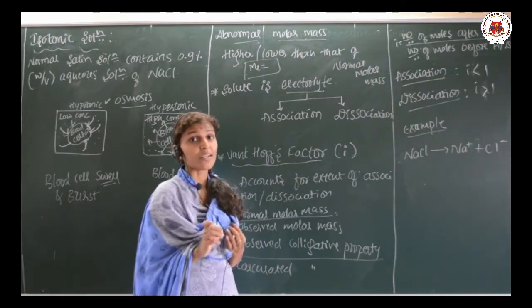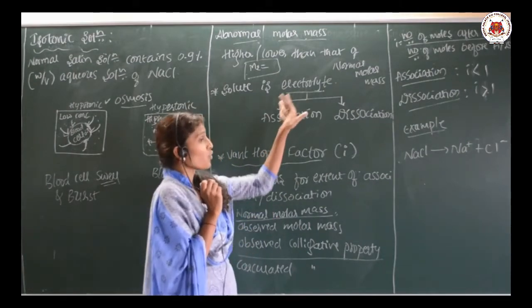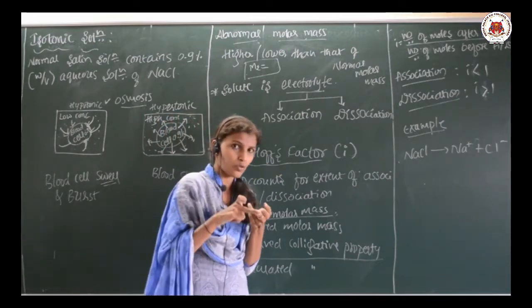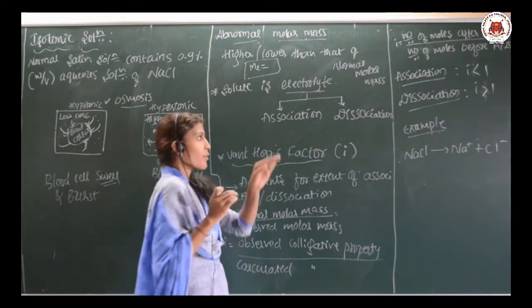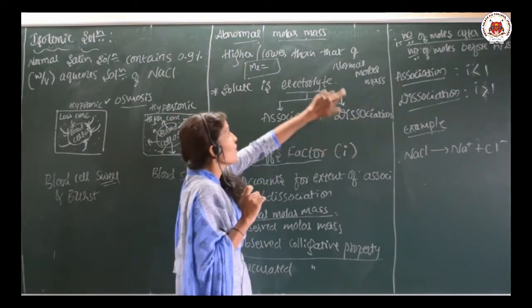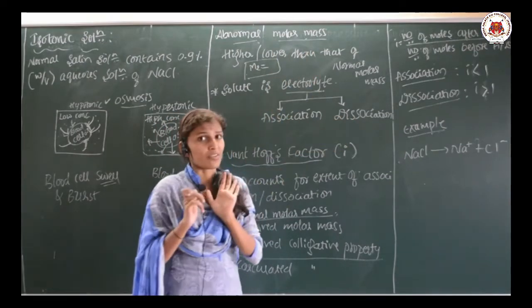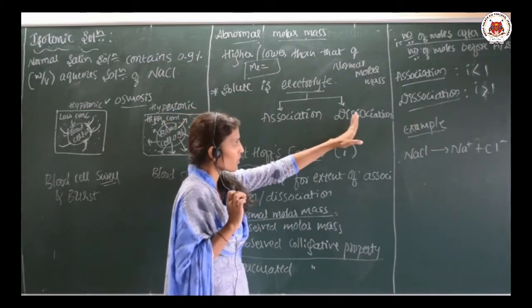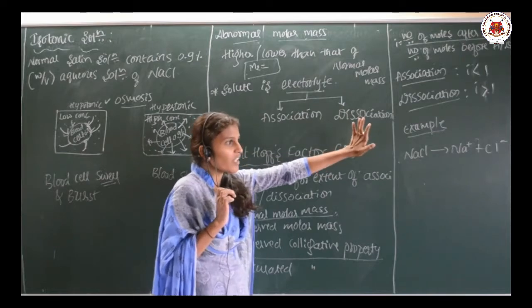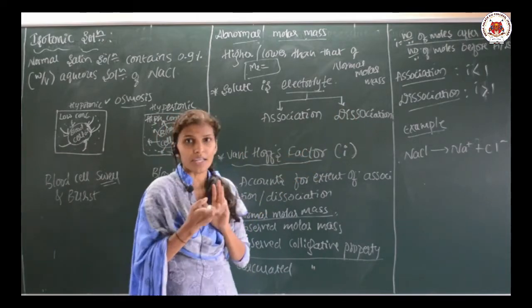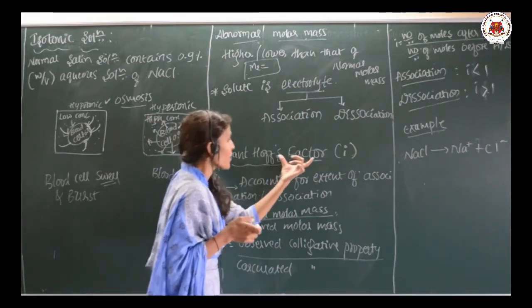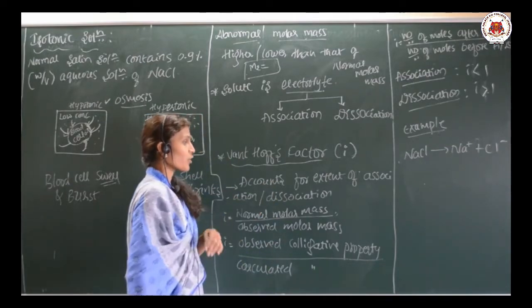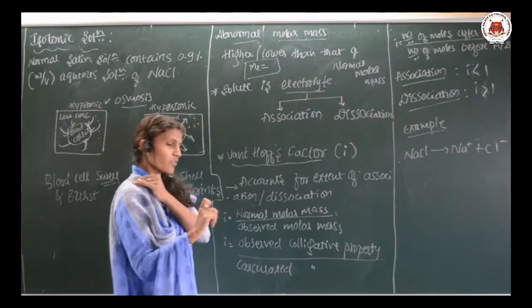I am repeatedly telling that when the solute is an electrolyte, association or dissociation takes place, and because of this process abnormal molar mass will occur. Then whatever association or dissociation occurs, that extent is indicated by a factor. That factor is called the Van't Hoff factor. Van't Hoff factor accounts for the extent of association or dissociation.